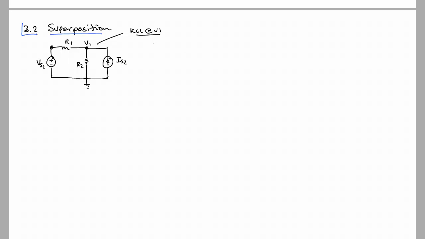Summing currents going from left to right and currents leaving, I will have V1 minus VS1 over R1, plus the current going down through R2, which is V1 over R2, and then minus IS2 leaving the node. And I simply solve. I collect the terms for V1 and put everything else onto the right side. So I have IS2, and then plus 1 over R1 times VS1.